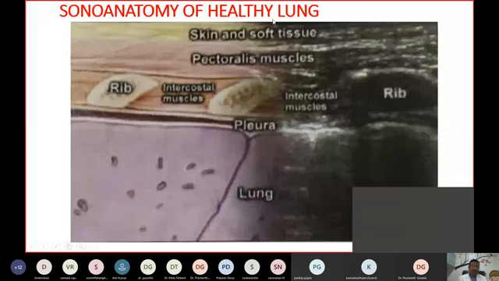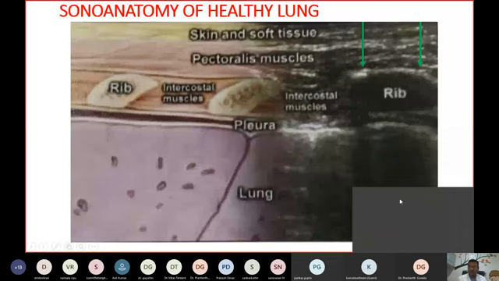So you have skin, soft tissue, pectoralis muscle, ribs, intercostal muscles, pleura, pleural space containing fluid, and lungs down. Two things are important: air and bones are enemies of ultrasound waves, and they are going to reflect ultrasound waves back. These two properties we use to do lung ultrasound. A rib is a bone, so ultrasound waves will come till here and be reflected back, and you will see a black shadow down.